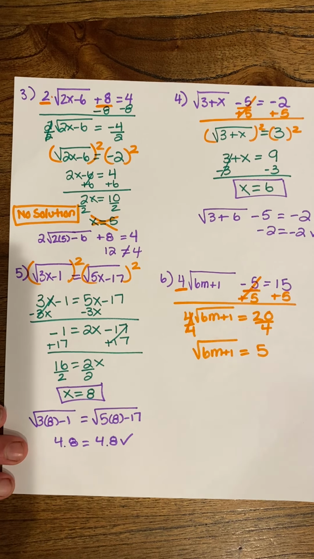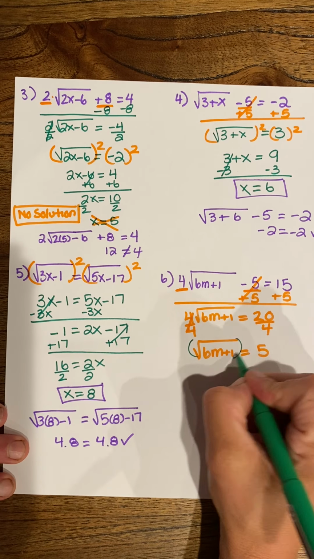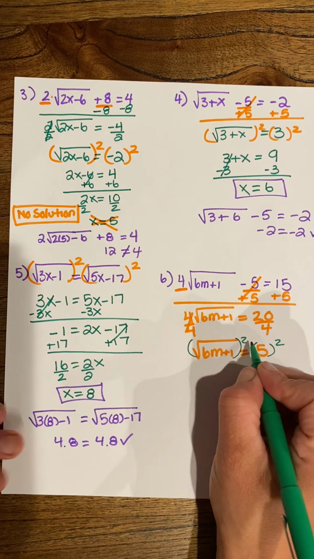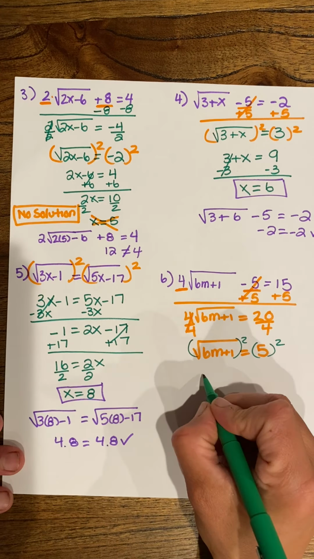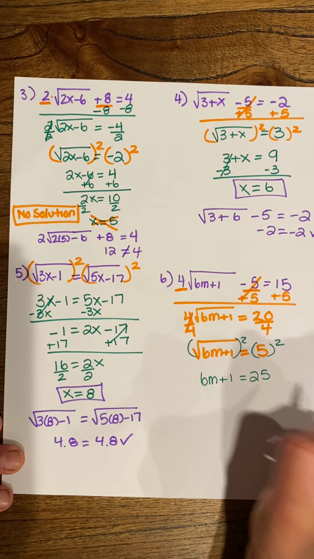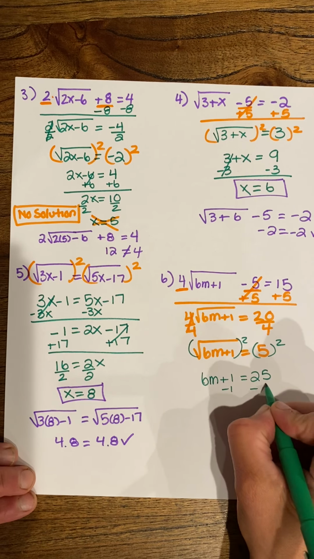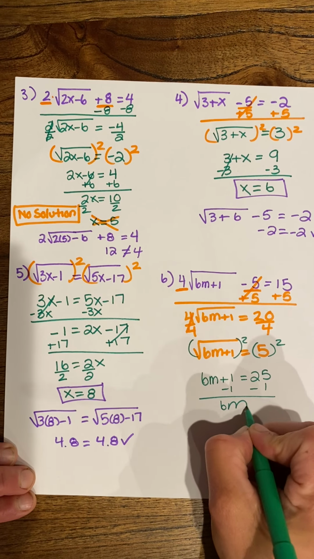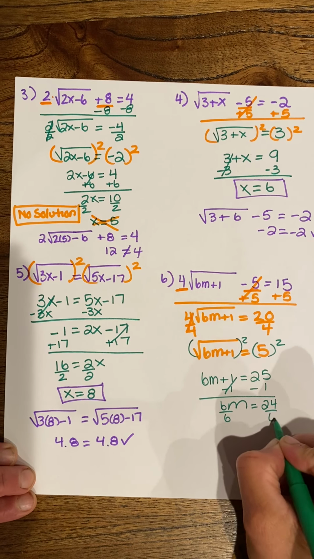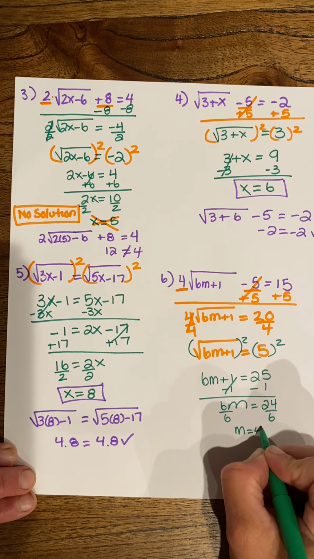So now I have 6m plus 1 equals 5, okay? So now I have an isolated radical, so I'm at the square both sides step. And here again, you don't have to square anything, it's just you get what's underneath. 6m plus 1 equals 25. We're gonna minus the 1. 6m equals 24, divide by 6, and we get m equals 4.